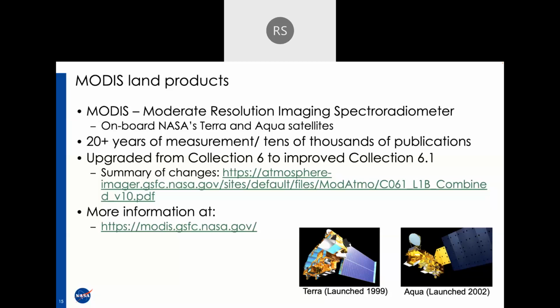The improved collection 6.1 addresses several issues in collection 6 for level 1B products, which also enhances downstream level 2 and level 3 products. A detailed summary of changes is provided in this document link here. More information about the MODIS mission and data products is available on this website here.